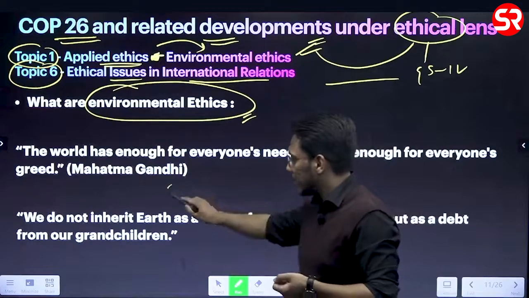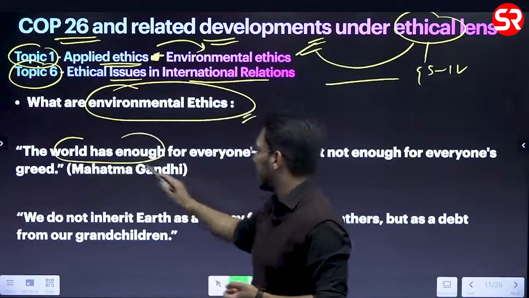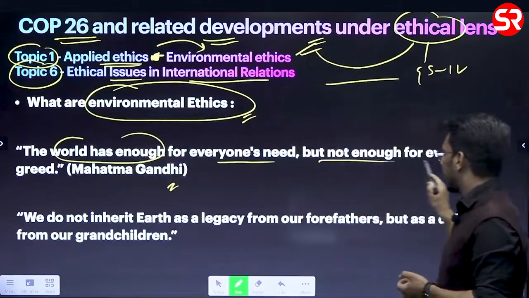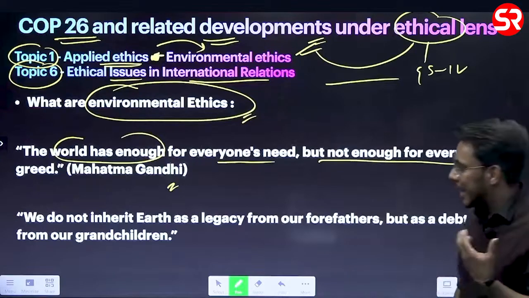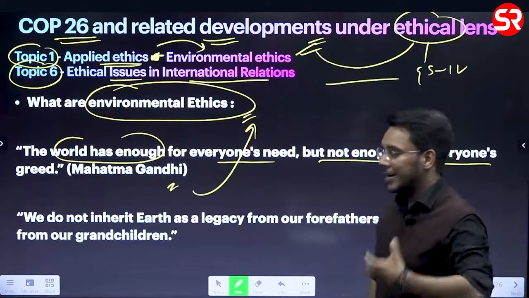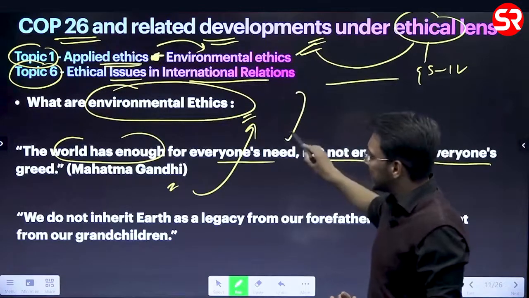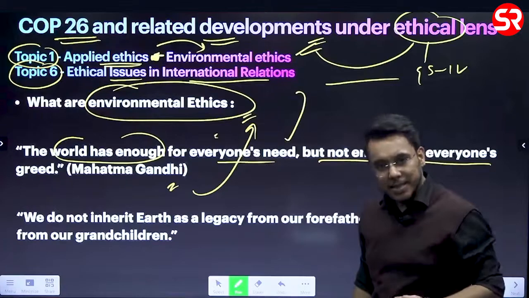First, the quote given by Gandhiji. Gandhiji says that the world has enough for everyone's need, but not for everyone's greed. Gandhiji is calling for environmental conservation so that sustainable development can be achieved. So Gandhiji's idea is simply pointing towards environmental ethics.